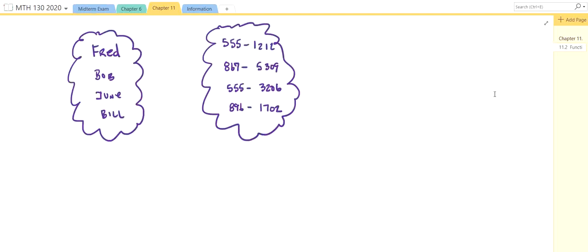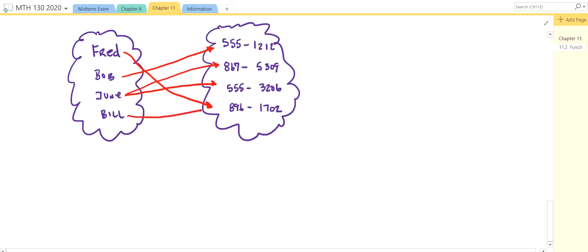On the other hand, suppose I look at this abstract situation where after they have their hot dog eating contest, they exchange phone numbers, and Fred has this phone number, Bob has this phone number, June has this phone number as her home phone, but she also has this phone number as her cell phone, and Bill lives with Fred and they share a landline.